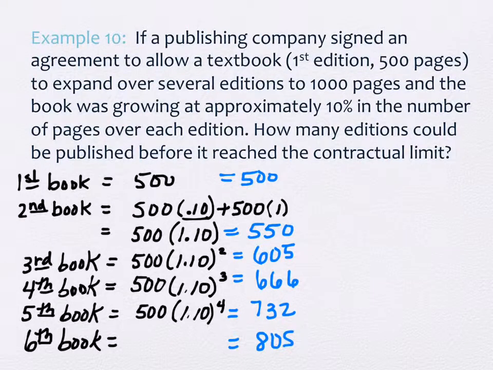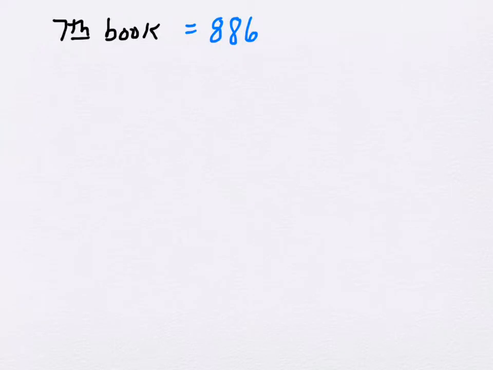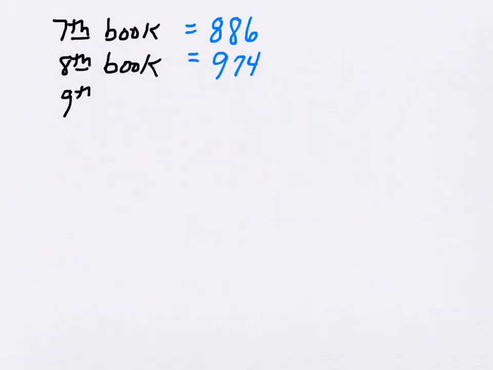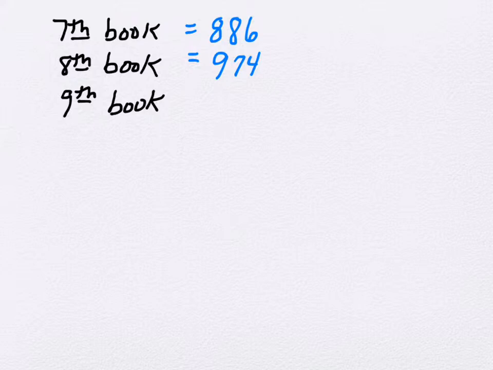805, good. How about my seventh book? 886 or 885, depending on your rounding. Not going to be too much of a stickler on it. Either way is fine. How about my eighth book? 974. And what happens if I try to make a ninth edition of this book? It's over 1,000. What is it? What's the actual value it gives me? 1,072. So my contractual limit has been reached. I only get to make up to 1,000 pages in my book. Okay? That's what's going on.